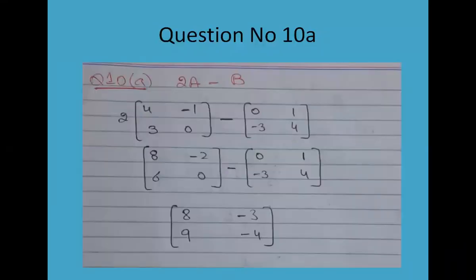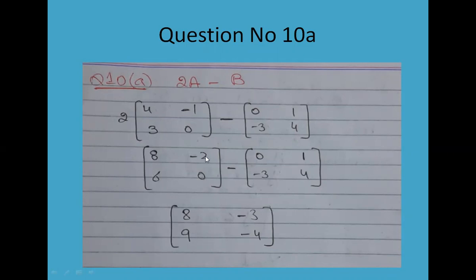Here we go. So 2A minus B. Just substitute the values of A and B here: the 2 and this matrix, and the minus B matrix. This 2 will multiply with each member of A. So you will have 8, -2, 6, and 0, minus this. So you have to subtract these two. From 8, I will subtract 0. From -2, I will subtract 1. From 6, I will subtract -3. From 0, I will subtract 4.